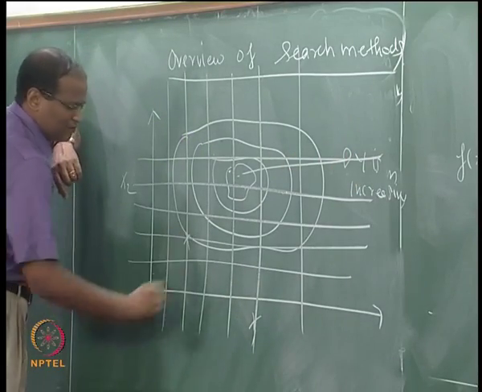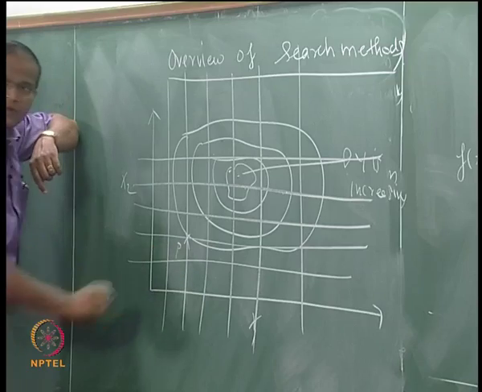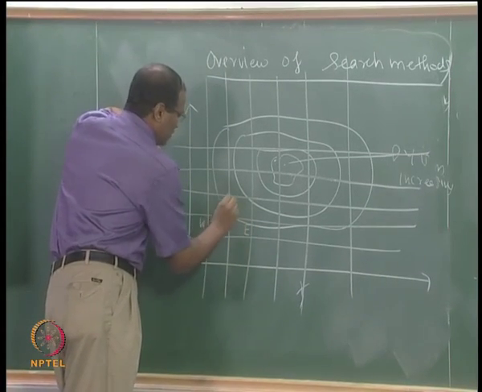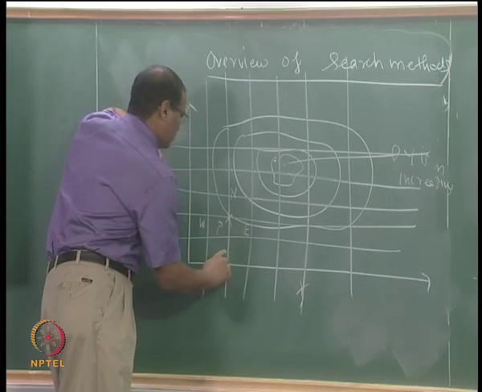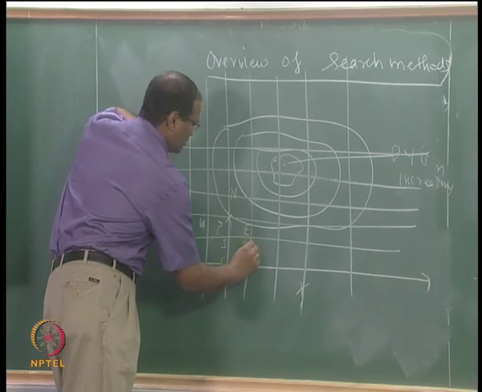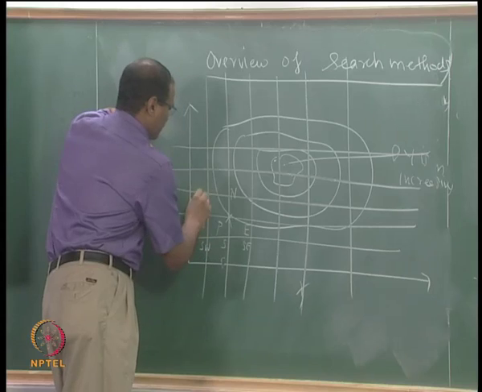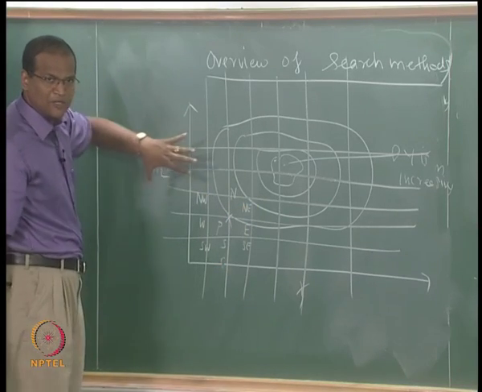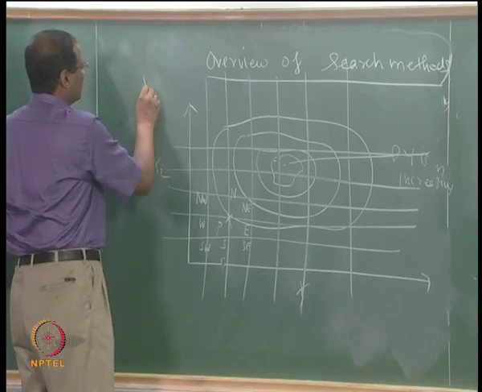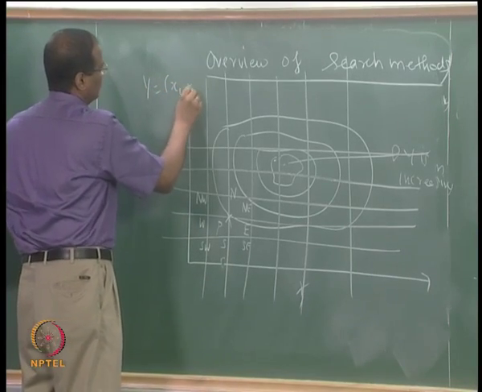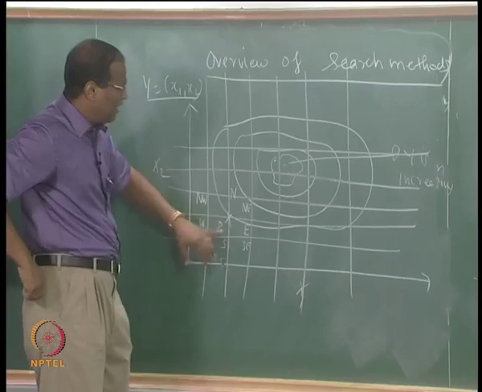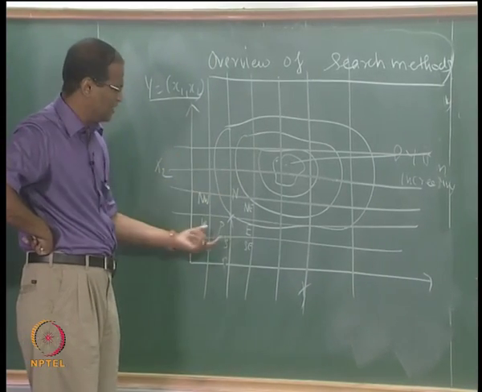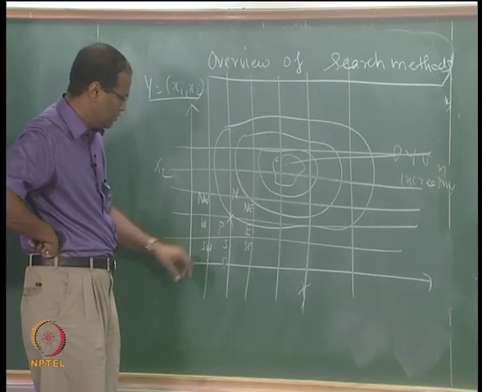I will start from somewhere, point P: east, west, north, south, southeast, southwest, northwest, northeast. For a 2-dimensional problem, y is a function of x1, x2. I will have a rectangular grid. To make matters simple, let us assume a uniform grid for both x and y, that is, del x1 equal to del x2.